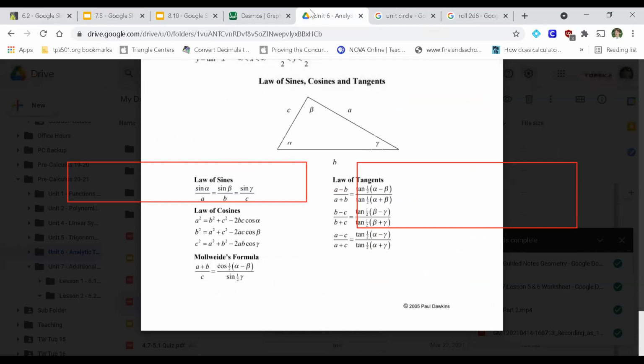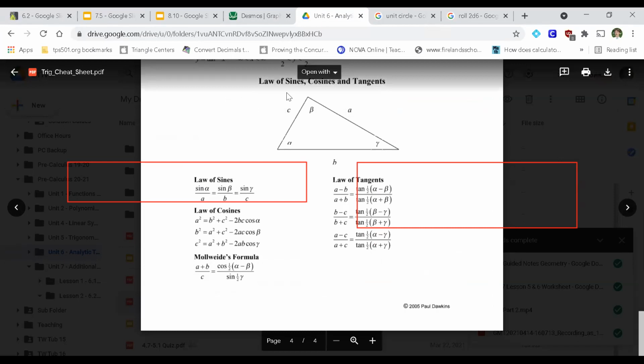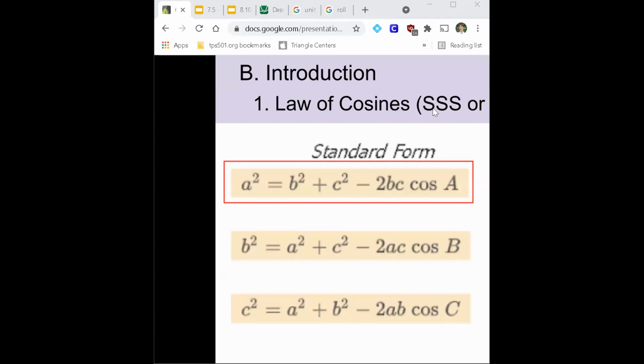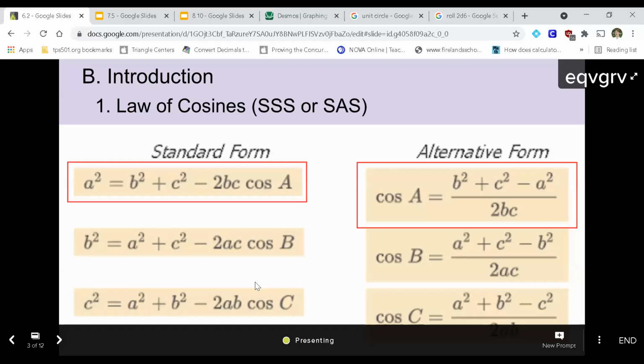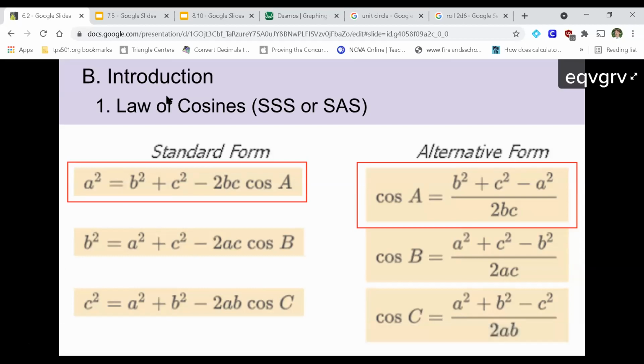Okay, but let me move this tab over. All right, so if you're reading this, how this works is you will use this whenever you're given 3 sides or 2 sides and the included angle.